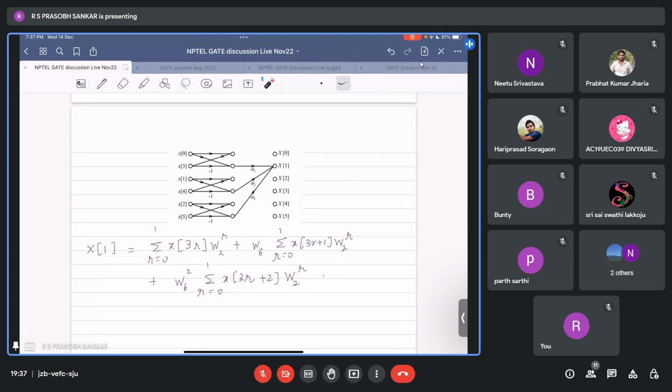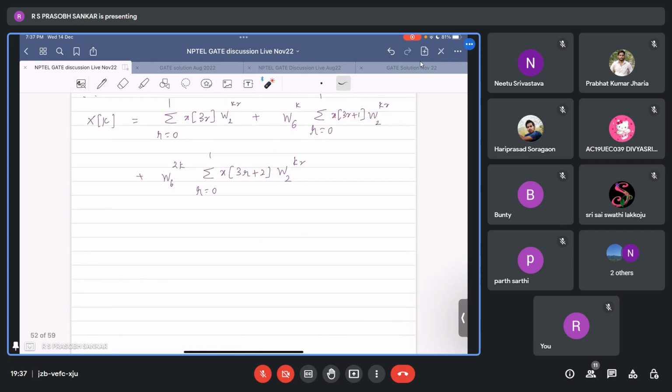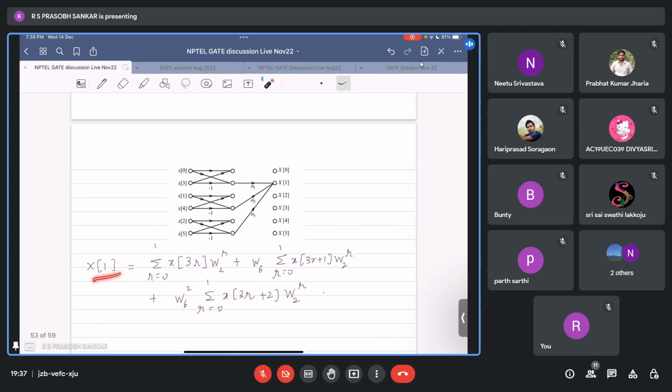Now if you see this diagram here, what are we doing here? To compute this x of 1, we are combining the 2-point DFTs of this sequence, this part and this part using a1, a2 and a3 respectively. So if we just substitute k equal to 1 in this equation, we can see what is happening. X of 1 is summation r equal to 0 to 1 x of 3r w2 raised to r plus w6 times summation r equal to 0 to 1 x of 3r plus 1 w2 raised to r and plus w6 square summation r equal to 0 to 1 x of 3r plus 2 w2 raised to r.